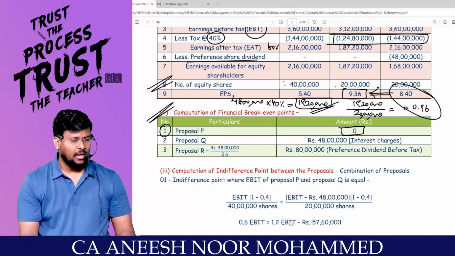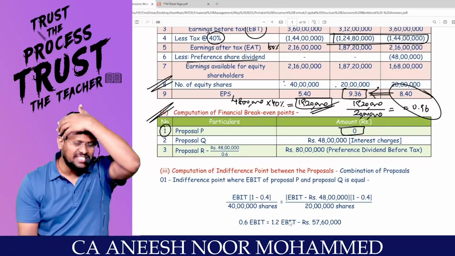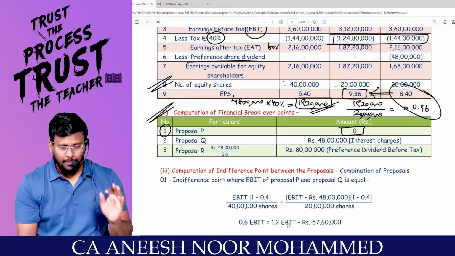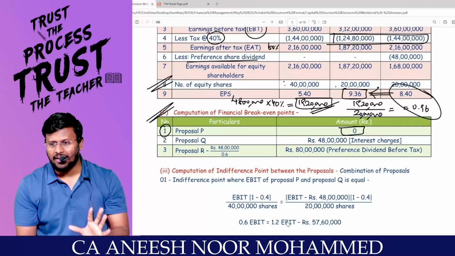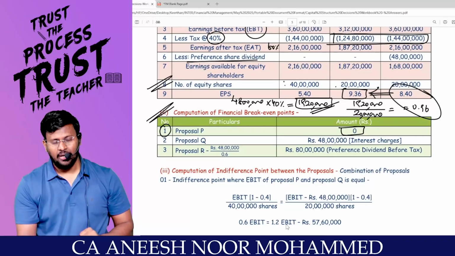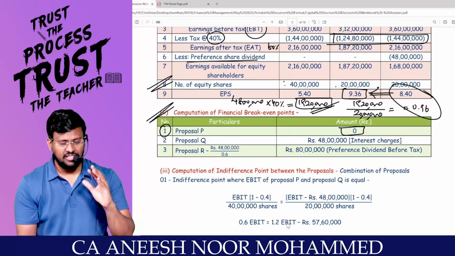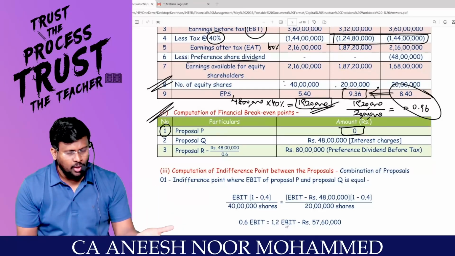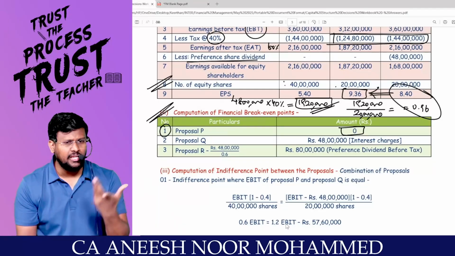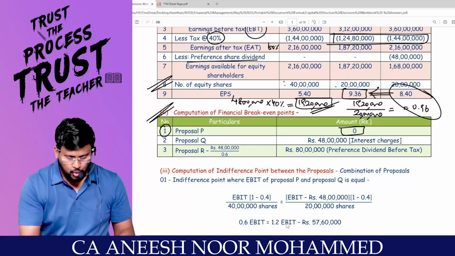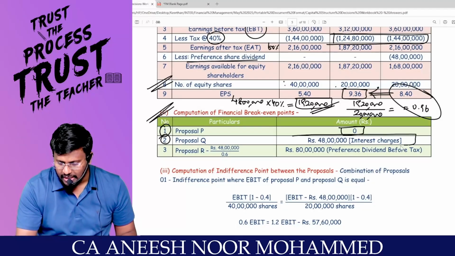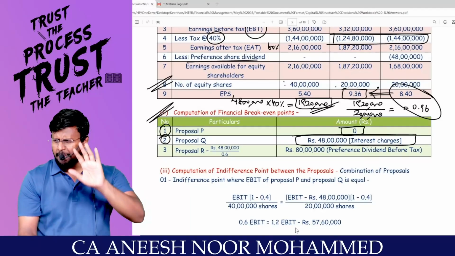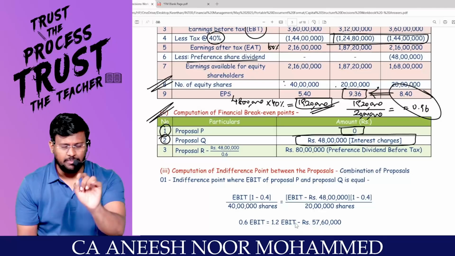Comfortable? In the second scenario, how much is the interest you are going to pay? 48 lakhs. That means if my EBIT is 48 lakhs, I will pay that 48 lakhs as interest. Then my EBT will be 0. If there is no EBT, there is no tax. Then PAT will be 0. If PAT is 0, automatically EPS will be 0. Comfortable? So in situation number 2, 48 lakhs will be the financial break-even point. That means if I am having an EBIT of 48 lakhs, my EPS will be 0.